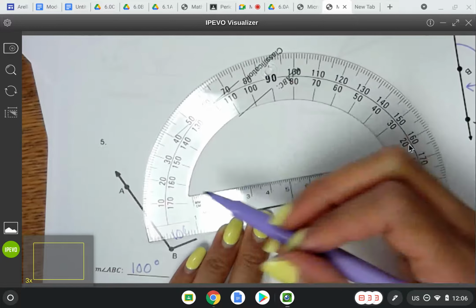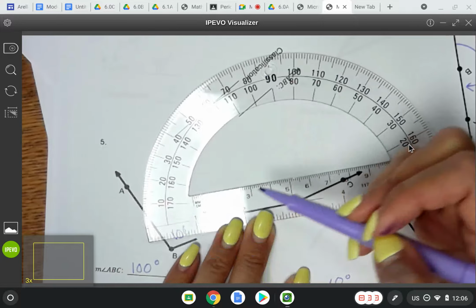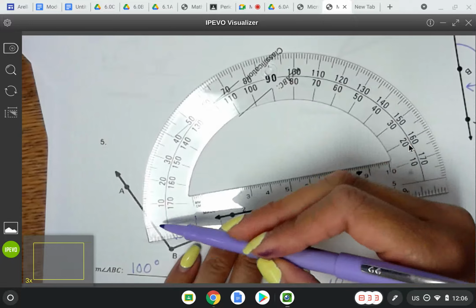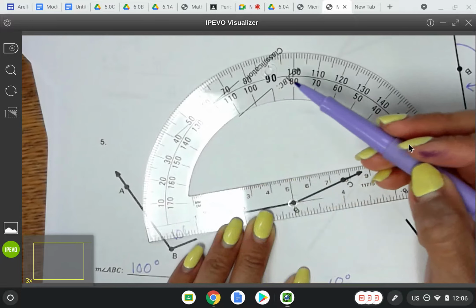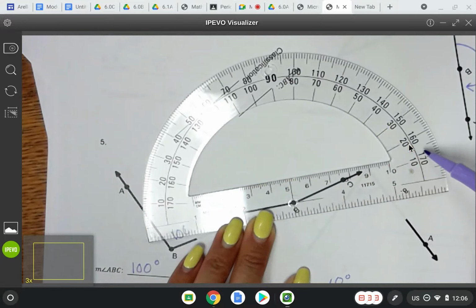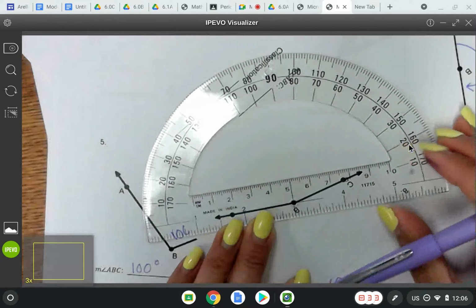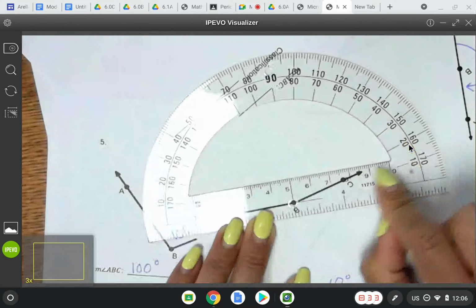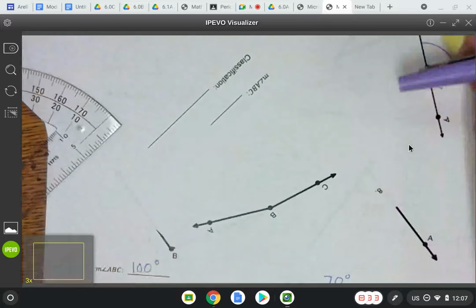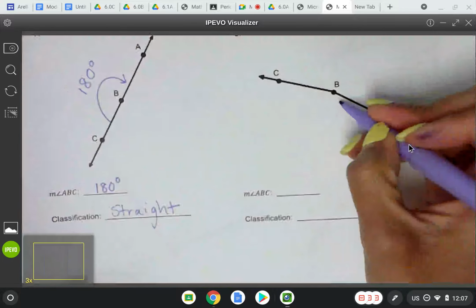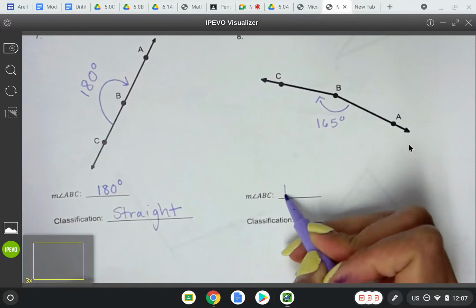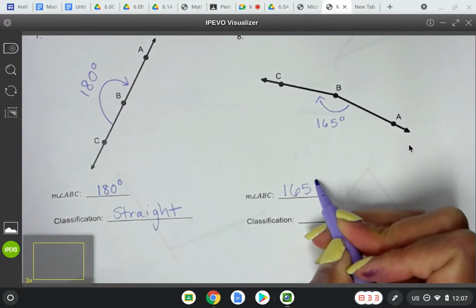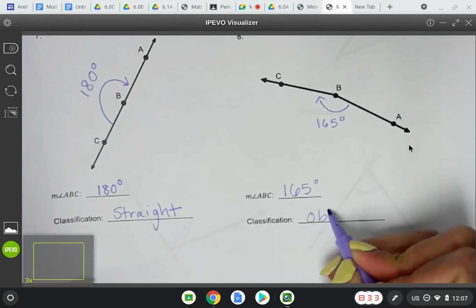So when I line up my horizontal with 0 degrees, that would be using the top row. So from 0, I go all the way to the other end on the ray, and it looks like 165 degrees. Okay, so this would be a 165 degree angle. So the measure of ABC is 165 degrees, and that makes it an obtuse angle.